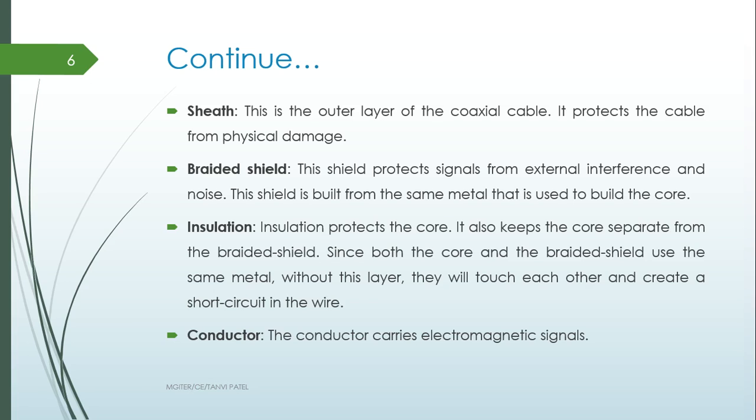Next is insulation. Insulation protects the core. It also helps the core separate from the braided shield. Since both the core and the braided shield use the same metal, without this layer they will touch each other and create a short circuit in the wire. And next is conductor. The conductor carries electromagnetic signal.